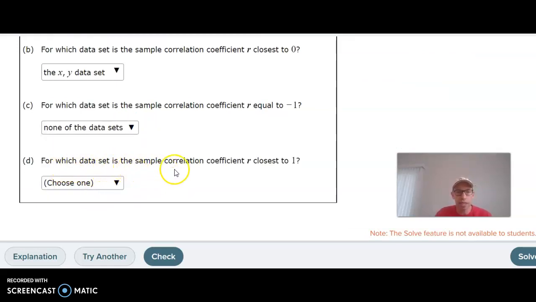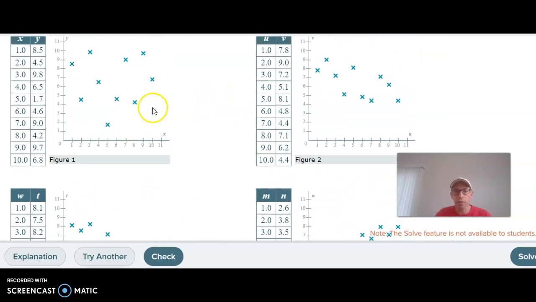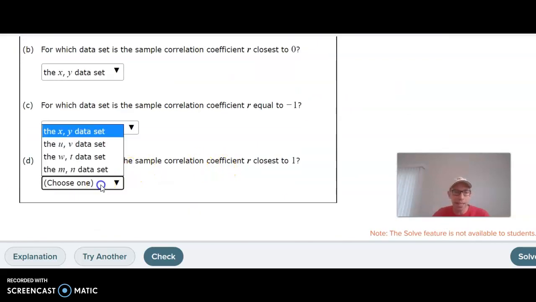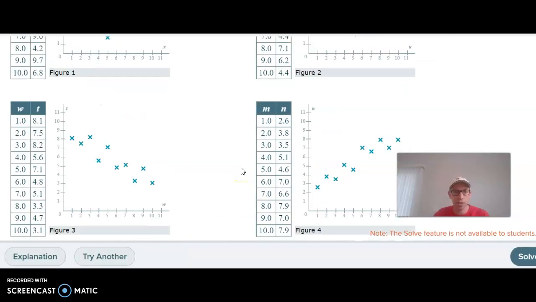And then for which data set is the sample correlation closest to 1? Now, none are going to be equal to 1, just like the one before, but closest to +1. Well, we're looking for a positive relationship. The only one that I even clearly see as positive is this data right here, and it's also a pretty strong correlation. So it's certainly the strongest positive one we have. By positive, I mean it's an uphill line. Negative would be a downhill line. The MN data set would be the answer to that one.